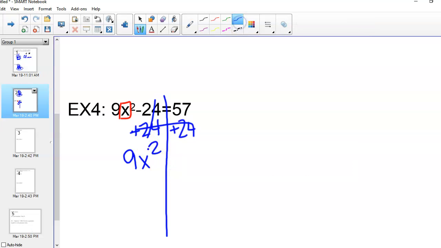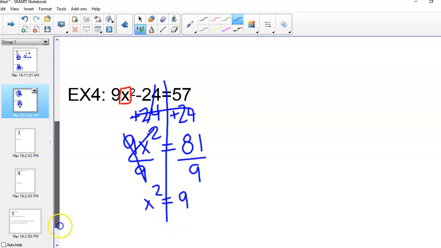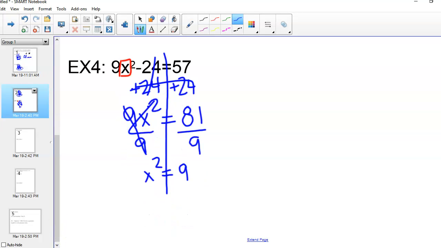And then over here, we're going to have, let's see, 7 plus 4 will give us 11. And then we'll get 81 right here. Now, the square is the last thing we're going to deal with on this one, so we need to divide off that 9 first. So if we divide both sides by 9, we get x squared equals 9. 81 divided by 9 is 9 there.